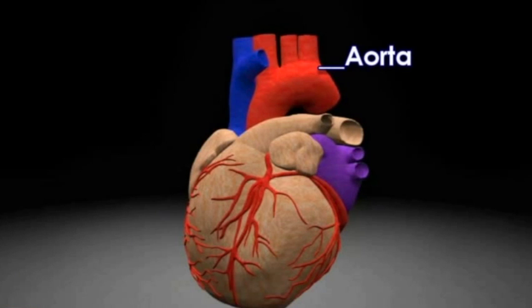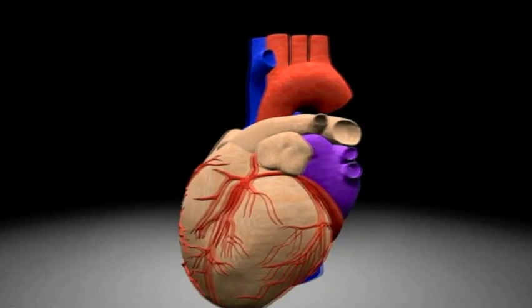Aorta. The aorta is the largest artery in the human body, originating from the left ventricle of the heart and extending down to the abdomen, where it bifurcates into 2 smaller arteries. The aorta distributes oxygenated blood to all parts of the body through the systemic circulation.